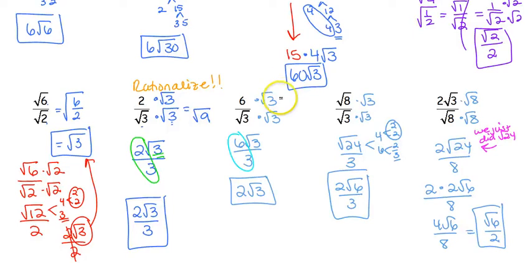We rationalized for our first one, and we get 6 root 3 over root 3. Location, location, location. The 6 and 3 are the two numbers on the outside. 6 divided by 3 gives us 2.